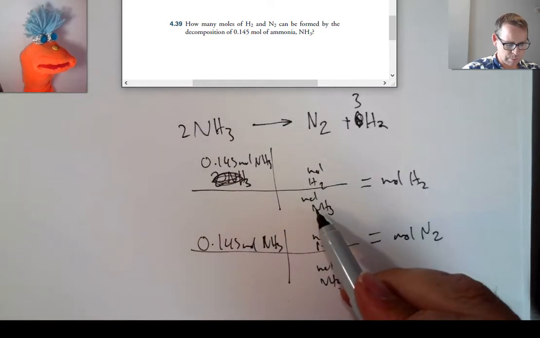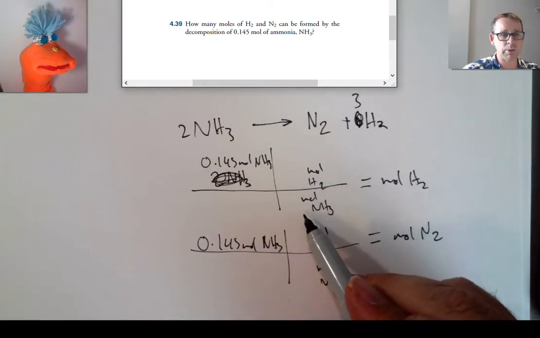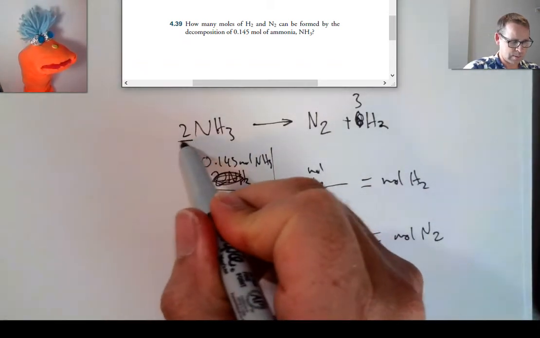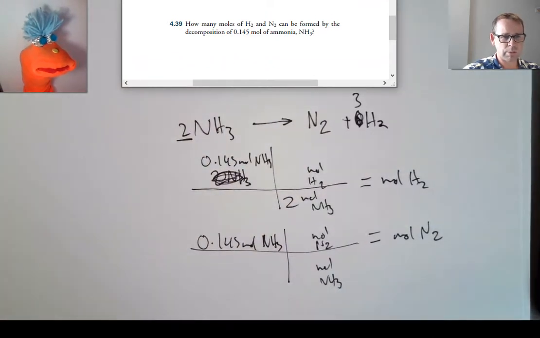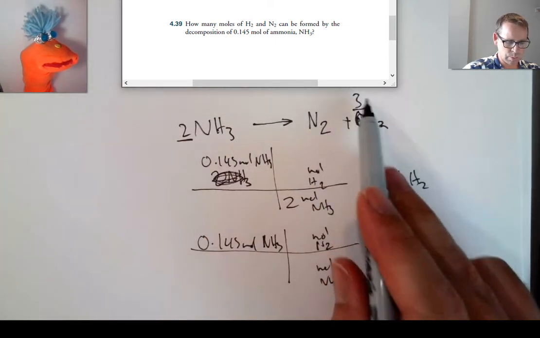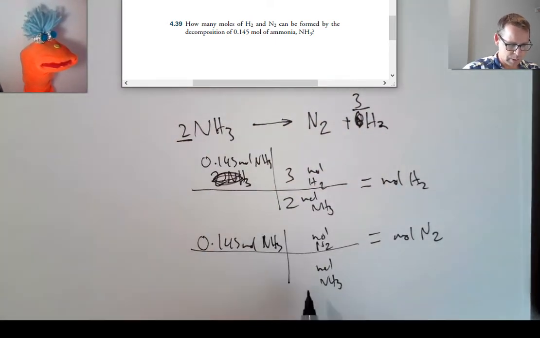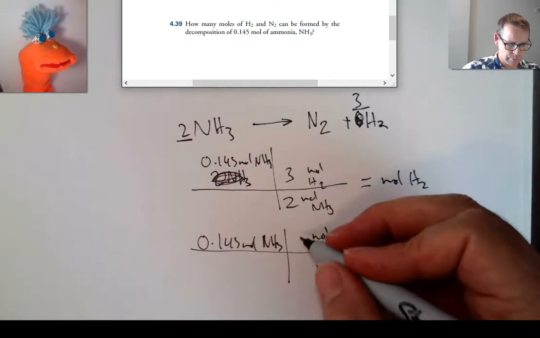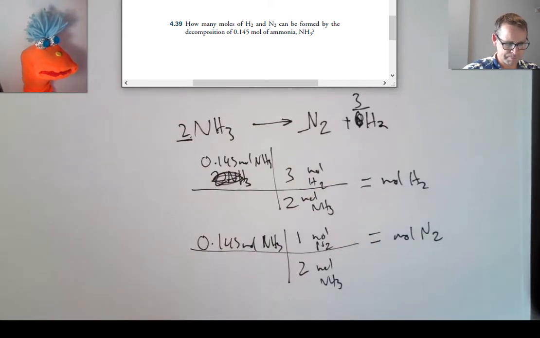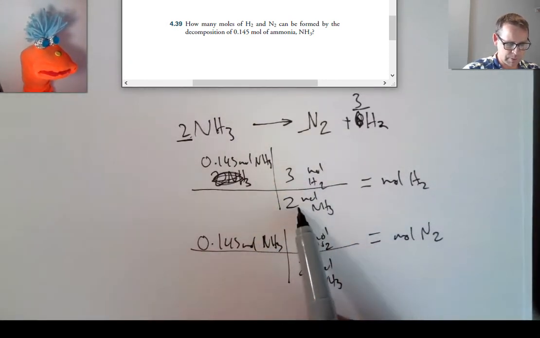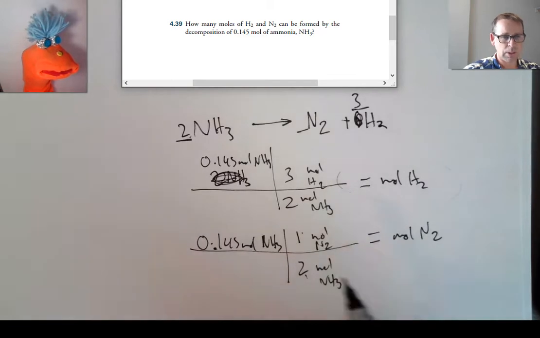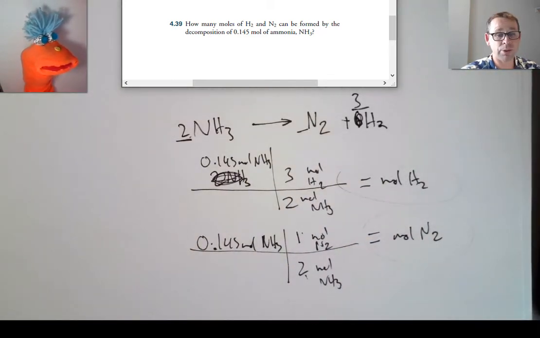All right, so what's the ratio? How many moles of hydrogen do I get for every mole of nitrogen? 2 moles of nitrogen. Yeah, see, that's what the equation tells me, right? And 3 moles of hydrogen. Very good. So 2 moles of ammonia go in and 3 moles of hydrogen gas come out. This one down here? That's 1 to 2. Very good. 1 mole of nitrogen comes out for every 2 moles of ammonia that goes in. Okay, so 1.45 times 3 divided by 2, that's how I get the hydrogen. 0.145 times 1 divided by 2, that's how I would get my moles of nitrogen.